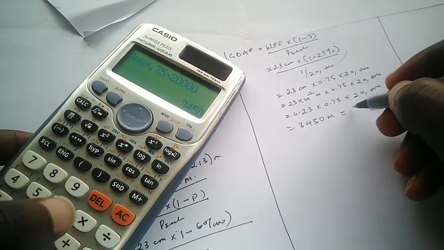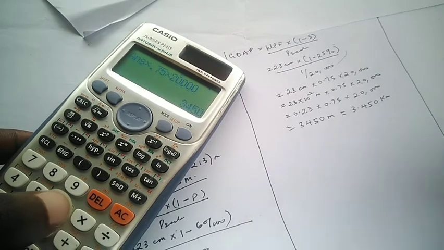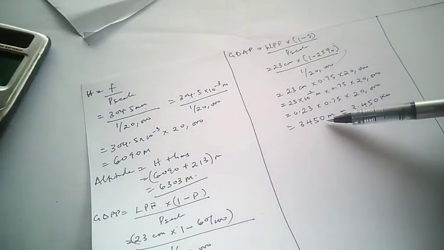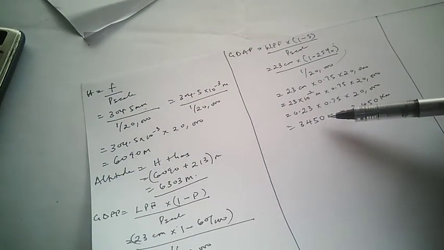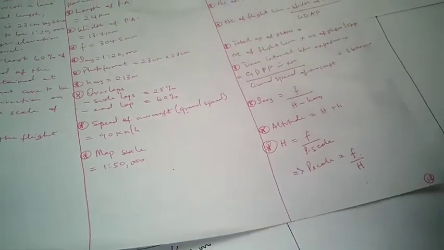So this is approximately equal to 3.450 kilometer. So this is actually the ground distance between adjacent points. Are we together, please? If you don't really understand any of this step, you can always pause. You just go back, you get it, and then you come forward with us.